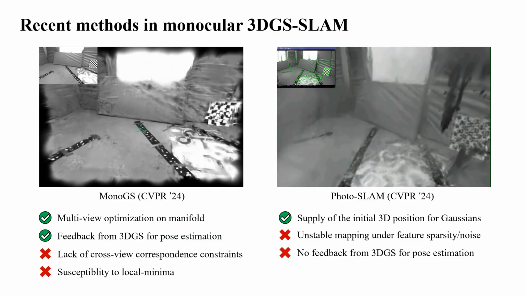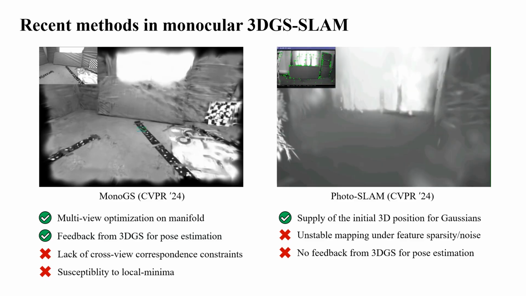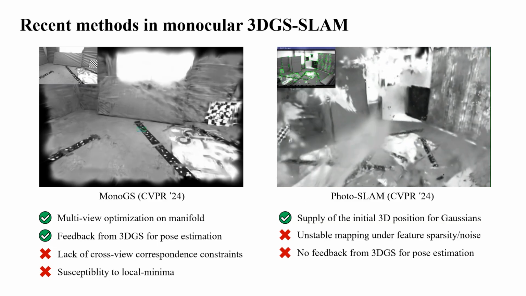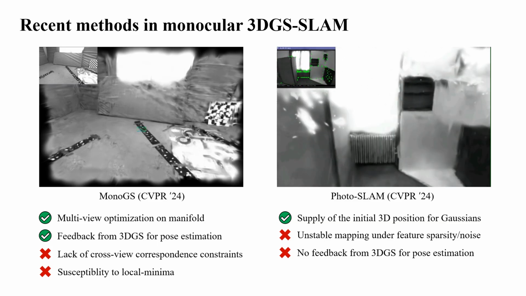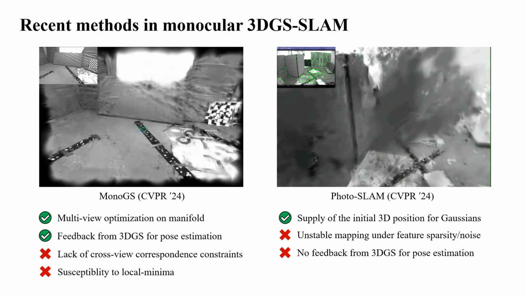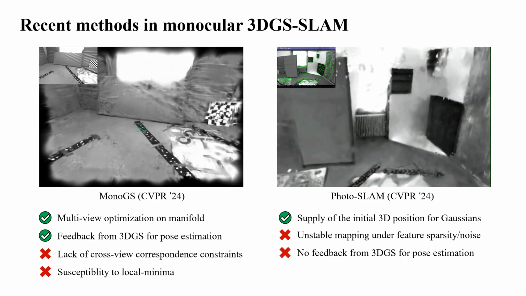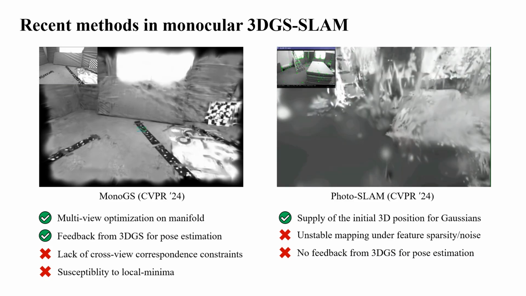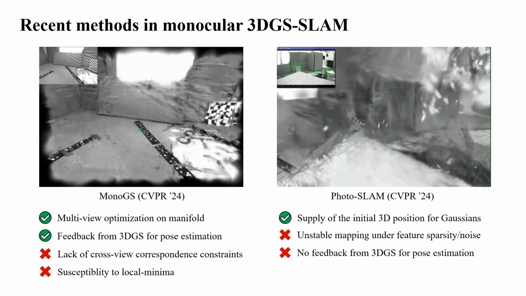PhotoSLAM initializes Gaussians using the initial 3D points provided by a feature-based SLAM system. This gives a reasonably good initialization, but when the features are sparse or noisy, the map becomes unstable. Moreover, since it uses a separate tracking algorithm, it does not obtain any feedback from 3DGS for pose estimation.